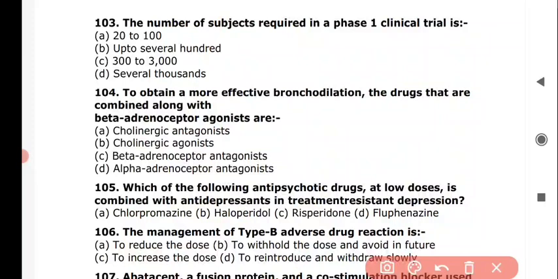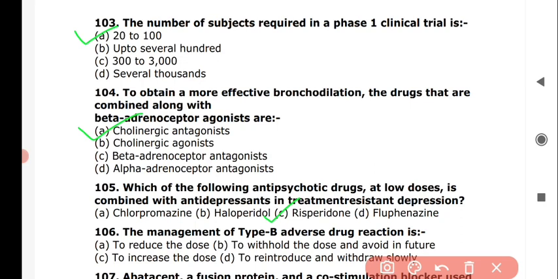Next question is, the number of subjects required in a phase 1 clinical trial is, and the correct answer is option A, 20 to 100. Question is, to obtain a more effective bronchodilation, the drugs that are combined along with beta adrenoreceptor agonists are, and the correct answer is option A, cholinergic antagonist. Next question is, which of the following antipsychotic drugs at low doses is combined with antidepressants in treatment-resistant depression? And the correct answer is option C, risperidone.